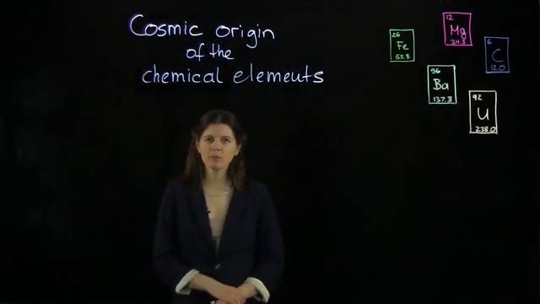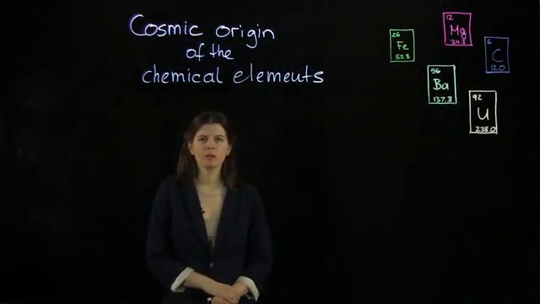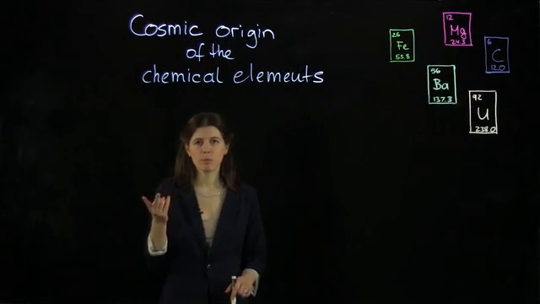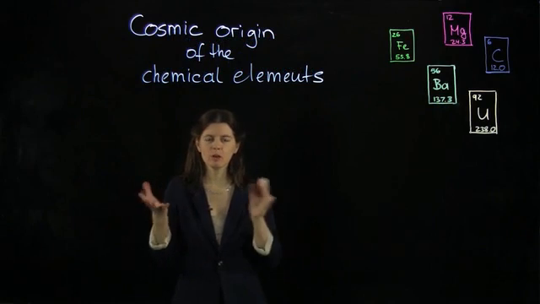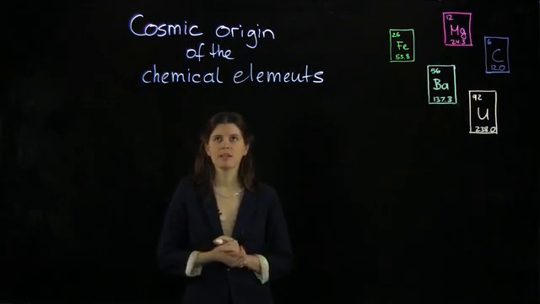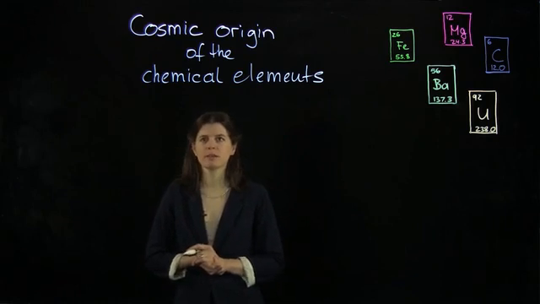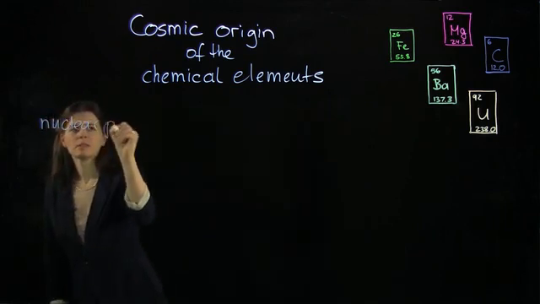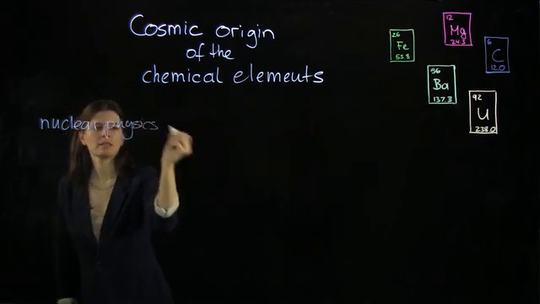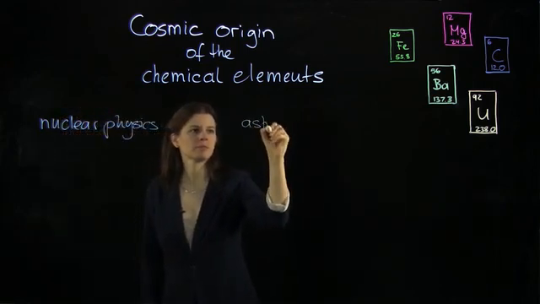In order to understand where the elements come from, we need to consider two different components. One is nuclear physics and one is astrophysics. And they're nicely combined when we want to understand where the chemical elements come from. And so let's look at that in more detail. We have the nuclear physics part, and we have astrophysics.